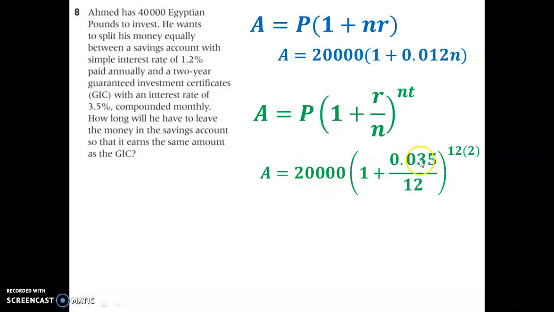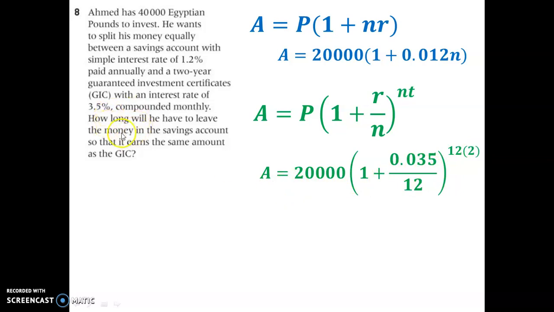There's the 3.5% compounded monthly divided by 12. And it says this one is a 2-year guaranteed investment. So this will only happen for 2 years. So here we do put the 2 years. And then that means we can calculate the value of this.